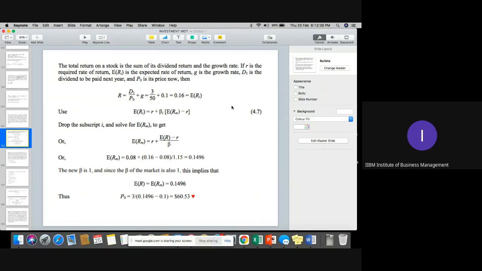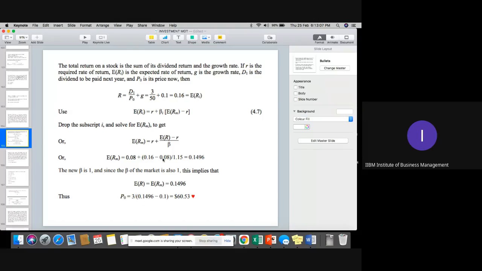See, always remember, when beta is equal to 1, it means that the stock is performing at the average market return. It means that your expected return should always be equal to the market return. So that's why ER is equal to ERM. Okay, that is 14.96%.